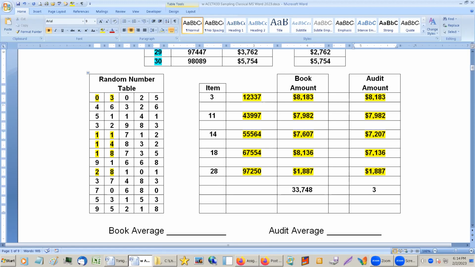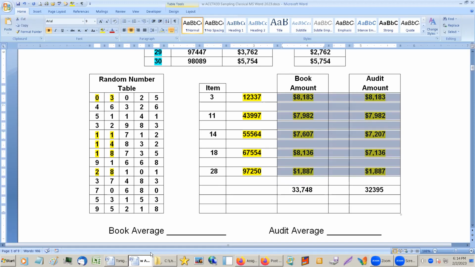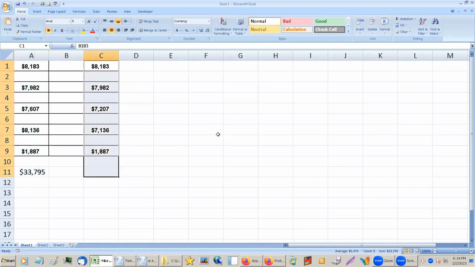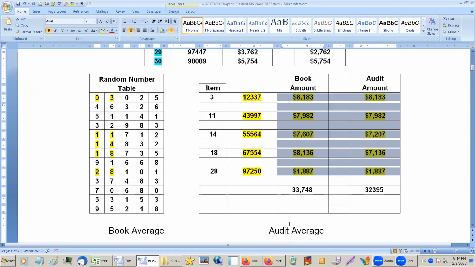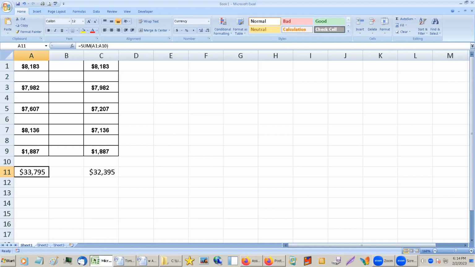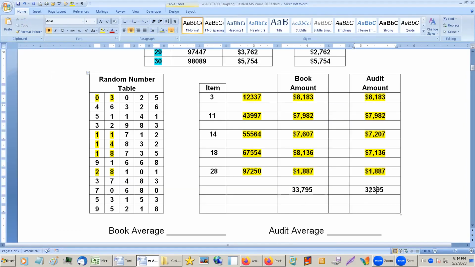$32,395. Is that what you guys got? Put it in Excel just to see. Oh, I got that one wrong. Hold on. Did you get 33,795 for this one? Yes, I got 33,795. And 32,395, this one's okay though, right? Okay, all right. Sorry about that.